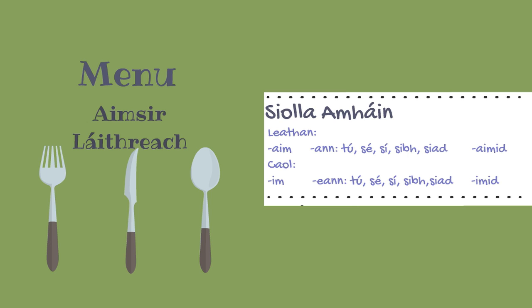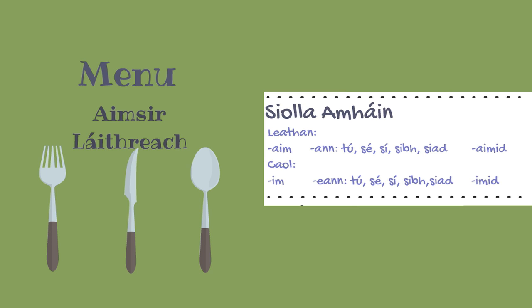Next, let's look at one-syllable caol verbs. Because we never use mé in the Aimsir Láithreach, and because of the rule leathan le leathan, caol le caol, when talking about mé, we add im to the end of the verb, like filim, I return. When we are using tú, sé, sí, sibh, or siad, we add eann to the end of the verb to obey the leathan le leathan, caol le caol rule. Like filleann sé, he returns. And instead of sinn, we add imid to the end of the verb, like filimid, we return.